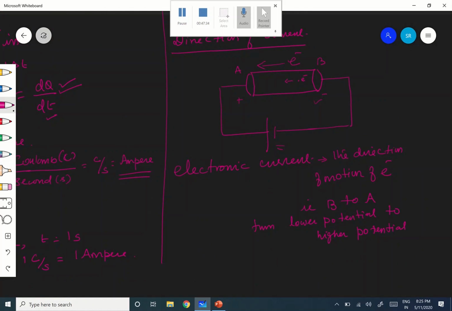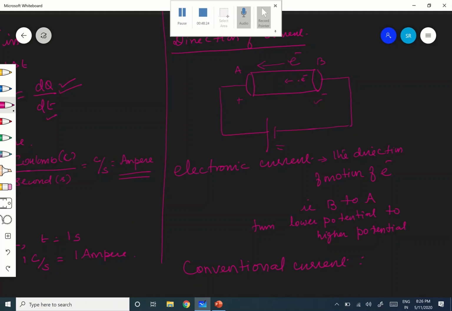But in convention, normally, if water is flowing, it flows from higher level to lower level. And temperature flows from a body at a higher temperature to lower temperature. Gas flows in a region from higher pressure to lower pressure. Are you following? So to maintain this convention, we define what is called conventional current.